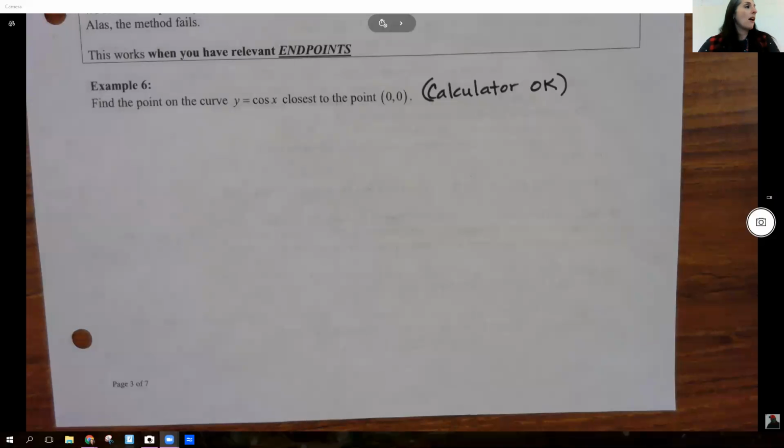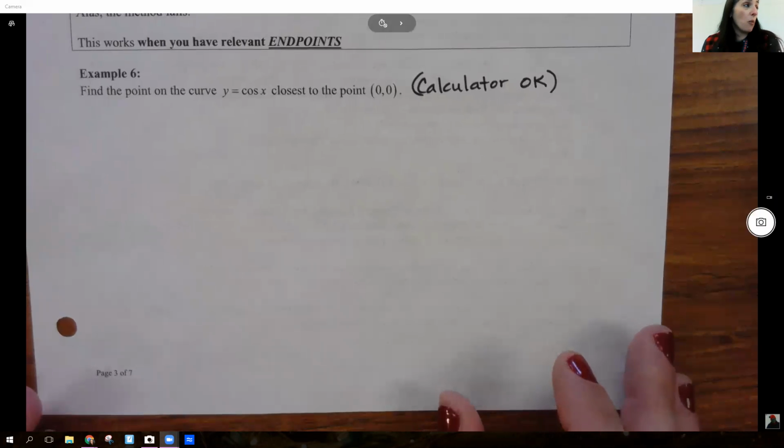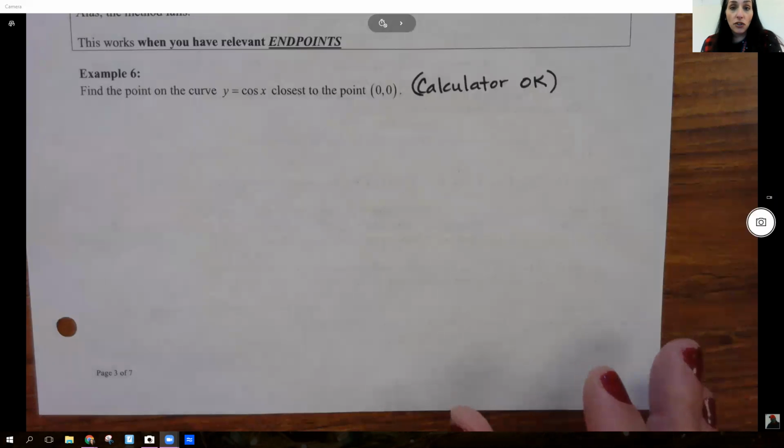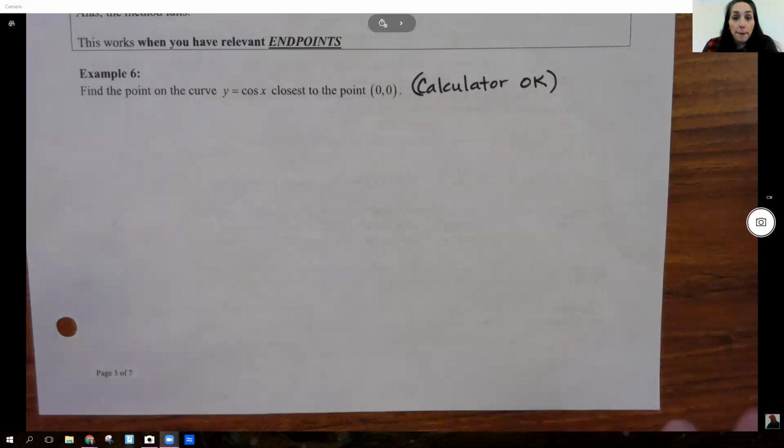Now we're recording. Okay, so example 6. Find the point on the curve y equals cosine x closest to the point (0, 0). So in section 3.6, the title is optimization. So we are finding maxes and mins. So we are maximizing things or we are minimizing things.